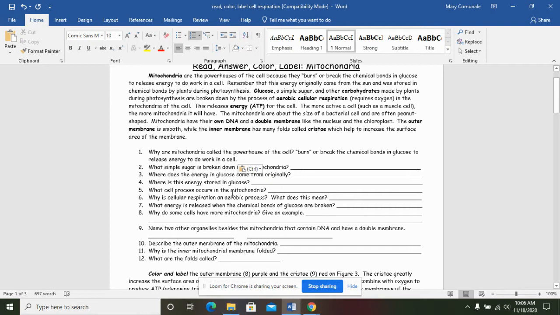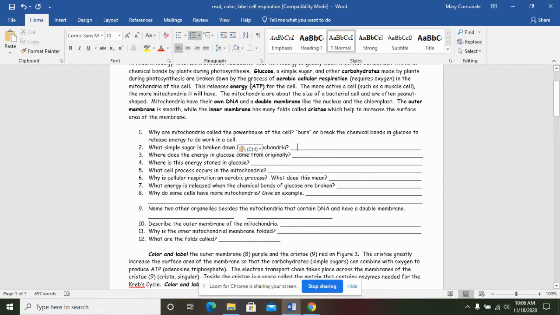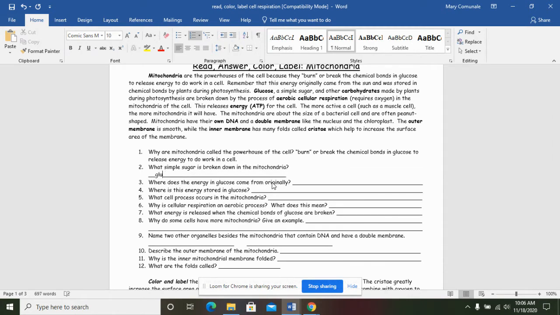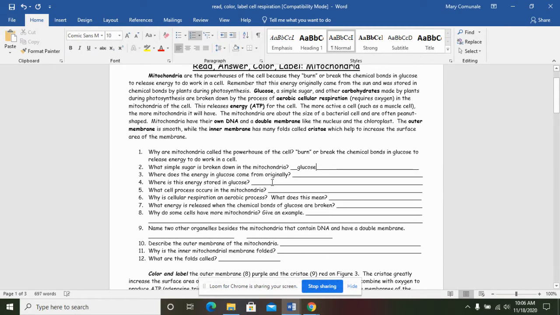And that's my answer. What simple sugar is broken down in the mitochondria? Well, next paragraph here. So remember that this energy originally came from the sun and was stored in chemical bonds by plants during photosynthesis. Glucose, a simple sugar, so I'll type glucose out here, and other carbohydrates made by plants during photosynthesis are broken down by the process of aerobic respiration, which requires oxygen in the mitochondria of the cell.